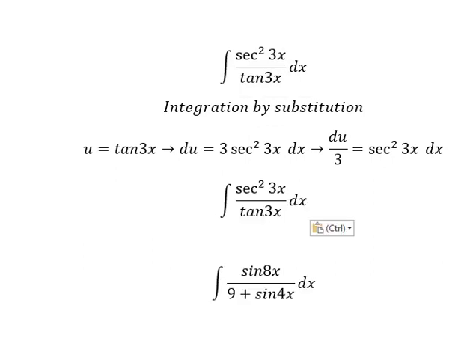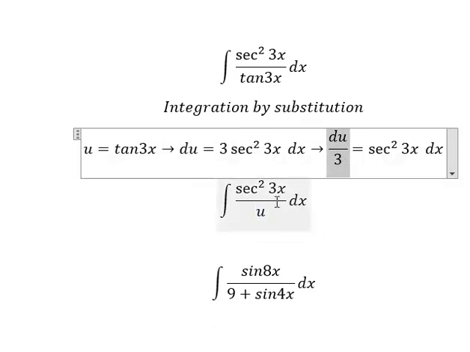Now because we don't have number 3, we need to divide both sides by number 3. So this one in here we change by u, and secant of 3x squared dx, we change by this one.